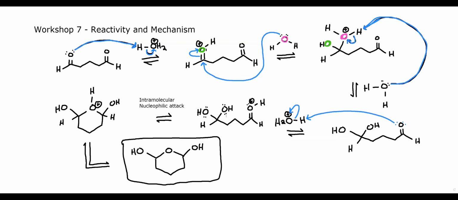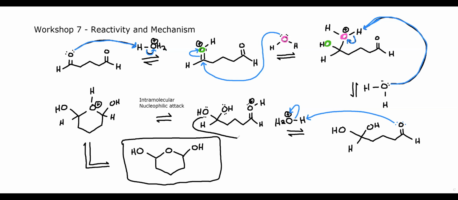Now, which oxygen is attacking? Well, it turns out it doesn't matter. They're both 6 away, if you count up 1, 2, 3, 4, 5, 6 atoms away from the base of the carbonyl. So it doesn't matter which one you draw. I'm just going to take this oxygen's lone pair because it's the closest.